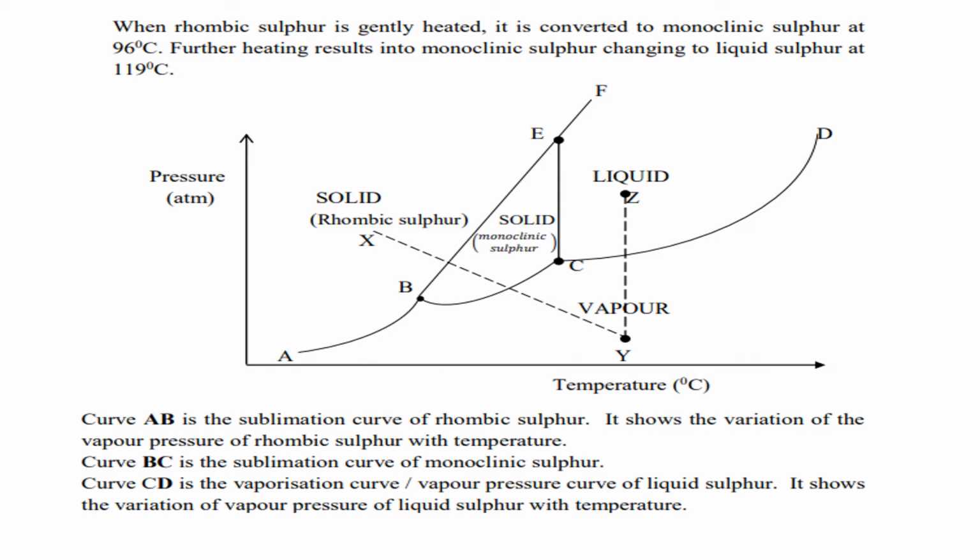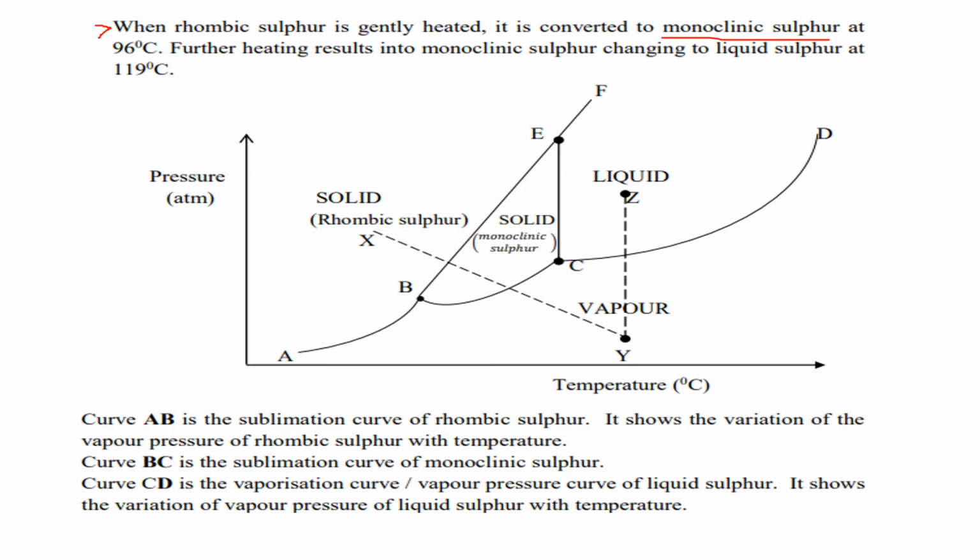Now going to its phase diagram. First of all, we are saying that when rhombic sulfur is gently heated, it is converted to monoclinic sulfur. That's why I told you at room temperature, rhombic sulfur is the one which is stable, but on heating it slightly and gently, it transits. That's the correct chemistry word to use. It transits to monoclinic sulfur. And you are saying that further heating results in monoclinic sulfur changing to liquid sulfur.